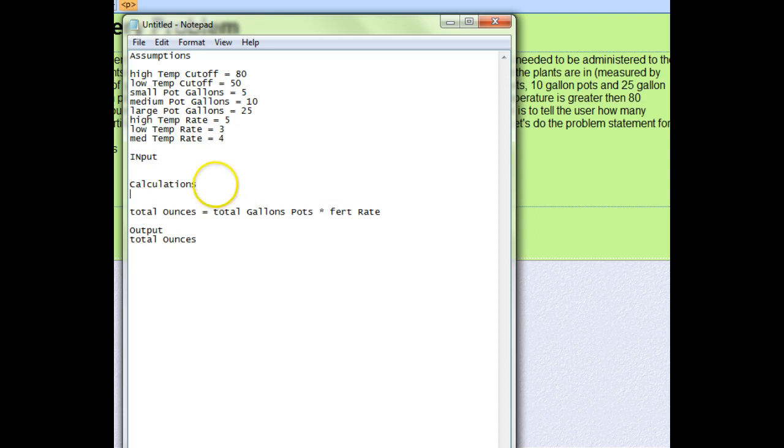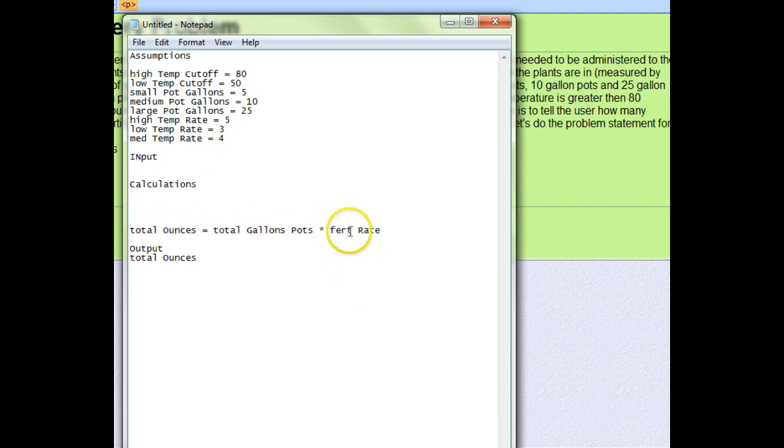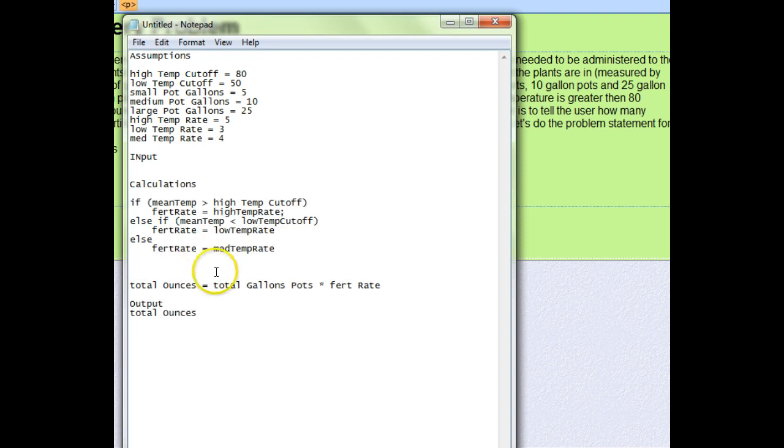So the first math we can do is, well, let's figure out what the fertilizer rate is. And the fertilizer rate is dependent upon the mean temperature. So we have to make a decision for that, and this is the decision we're going to make. We're going to say that if the mean temperature is greater than the high temperature cutoff, which is 80, we're going to use the high temperature rate. Then we're going to say, well, if the mean temperature is lower than the lowest rate, then we're going to use a low. Other than that, we're going to use a medium.